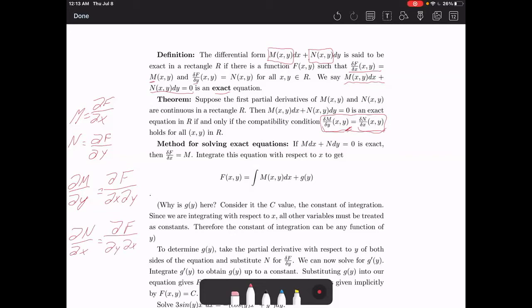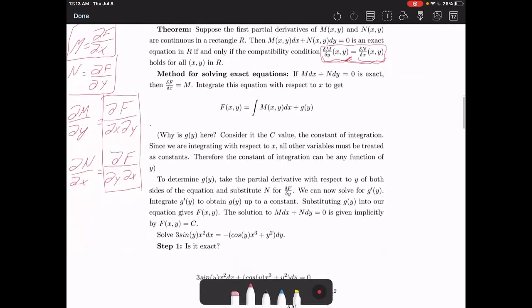And we reach the same thing. So that's why we get this compatibility condition, where if the partial derivative of M with respect to y is equal to the partial derivative of N with respect to x, then we have that M is equal to ∂f/∂x, N is equal to ∂f/∂y, and we have an exact equation. That is something that does represent a total differential that can be easily integrated.